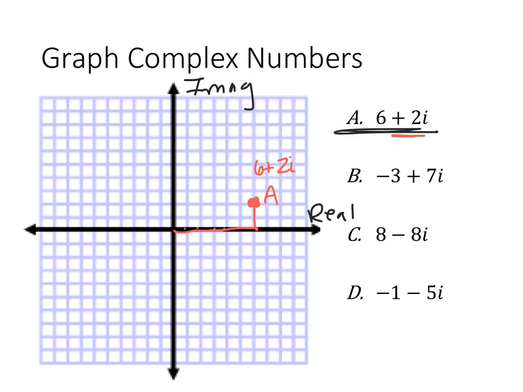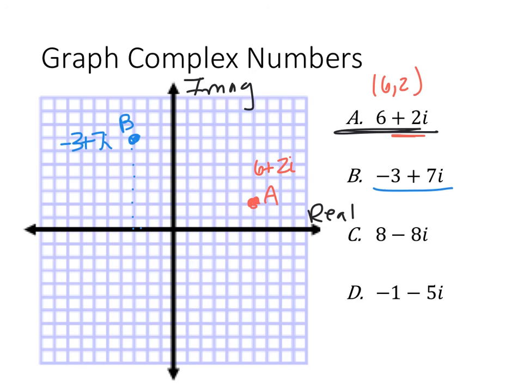Now, like I said, these do not have ordered pairs, but you can think of it as being 6 comma 2, if that helps you. But the idea behind that is that we're not using ordered pairs, we're using the real and the imaginary. So the next one would be negative 3 plus 7i. So I'm going to go back 3 and then up 7. 1, 2, 3, 4, 5, 6, 7. And so this is point B. That is negative 3 plus 7i.